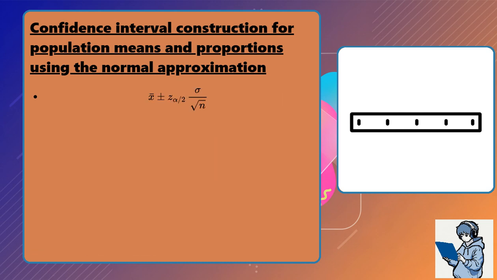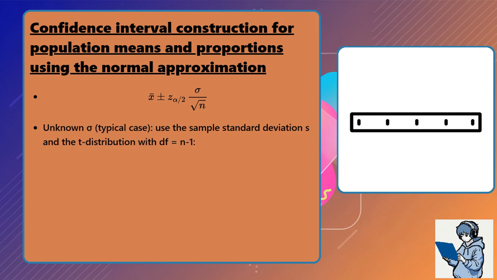X bar plus or minus z sub alpha over 2 times sigma divided by the square root of n. Unknown sigma, typical case. Use the sample standard deviation S and the t-distribution with degrees of freedom equal to n minus 1. X bar plus or minus t sub alpha over 2, n minus 1, times S divided by the square root of n.